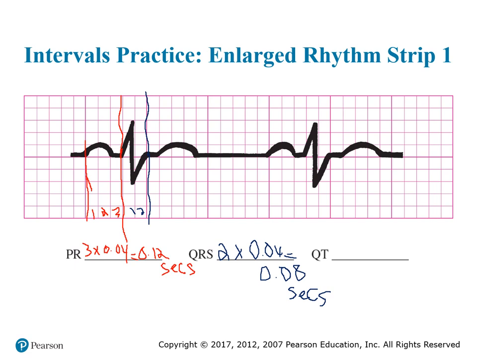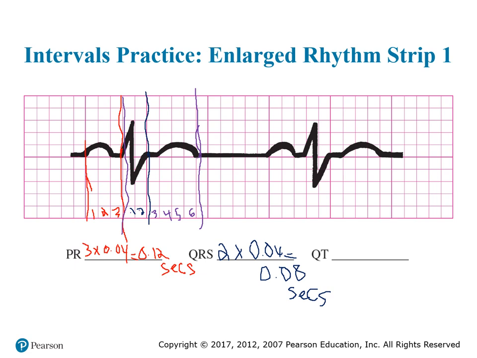And then for QT, we're going from here again, all the way to the end of T, which is here, which we have 1, 2, 3. Oh, I'm missing. Wait, here, goof. Here to here. 1, 2. Hold on. I'm getting confused here. I'm looking at too many lines. So that's 1, 2, 3, 4, 5, and 6.